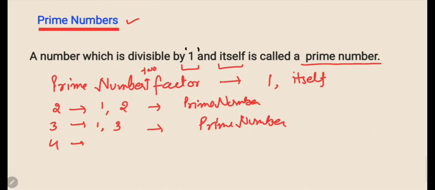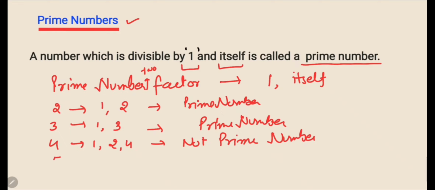What about 4? 4 has 1 as a factor. 2 is also a factor of 4 because we can divide 4 by 2 completely. So it is not a prime number because it has 3 factors.